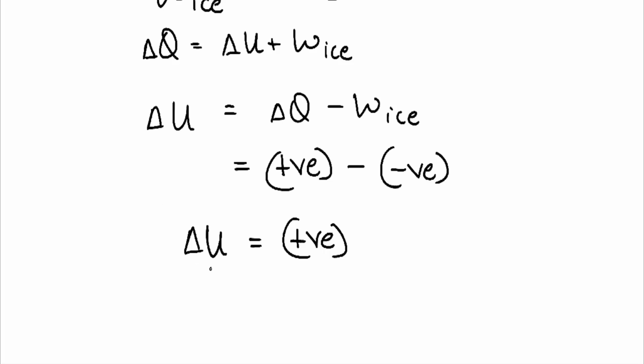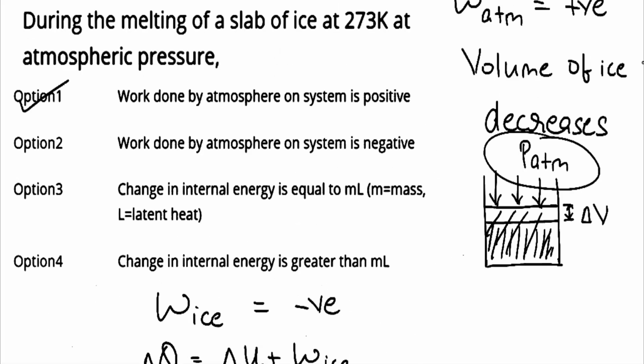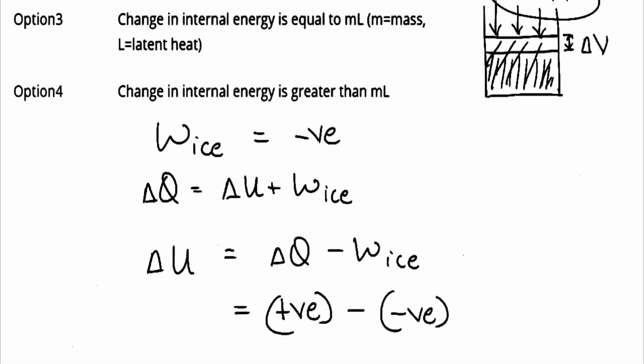The heat added we know is equal to mL. So we can write delta U as mL plus the work done on the ice. The work done on the ice will be equal to the work done by the atmosphere.